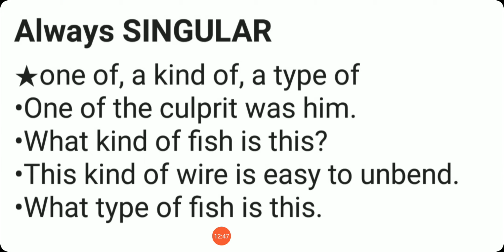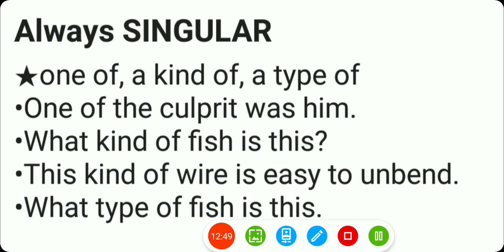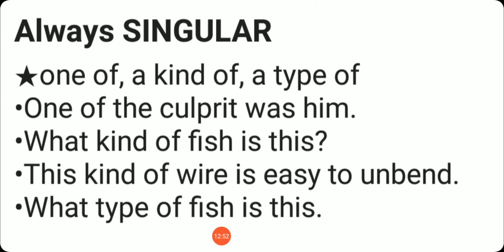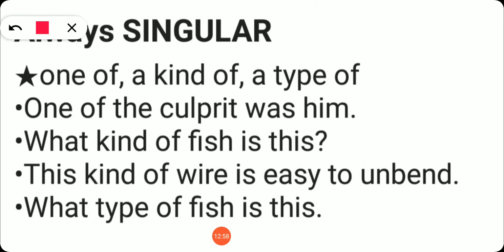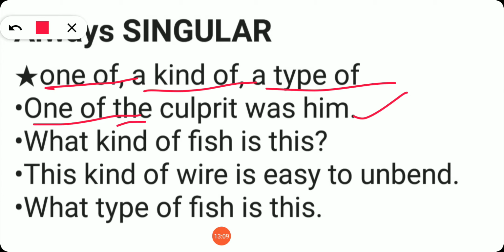So listen here. Where do we have to use a singular verb? First, one of, a kind of, a type of. See, listen. One of the culprit was him. One of the culprit, this is the subject, was is a singular verb.